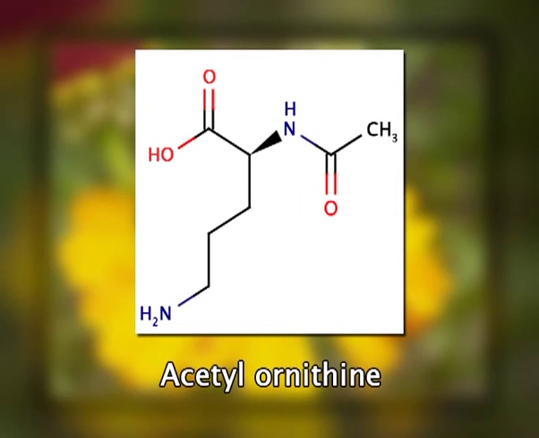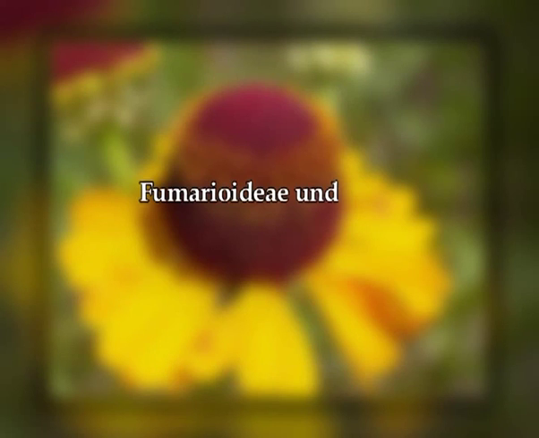Several workers have studied the taxonomic potential of such amino acids. Following are a few examples of taxonomic significance of specific non-protein amino acids present in different groups. First, acyl ornithine has been identified as the main non-protein amino acid in Fumarioideae under the Fumariaceae. It has also been found in ferns and grasses.